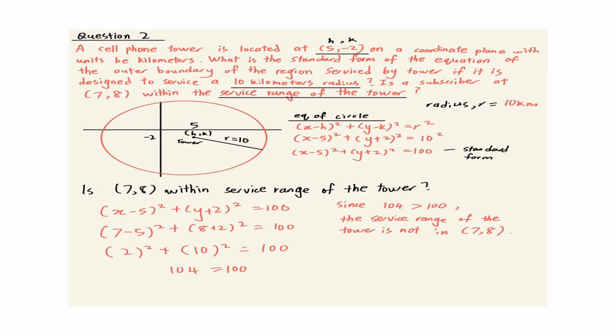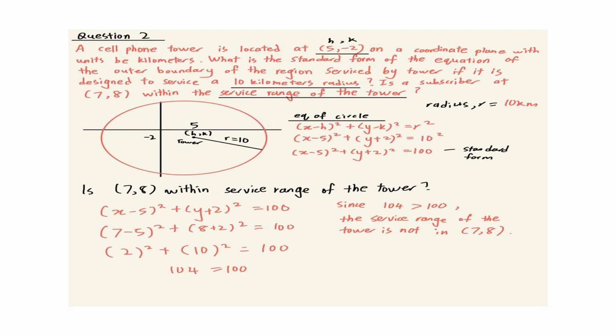So let's see the solution. Firstly, I will find the standard equation of the circle, which is (x minus h) squared plus (y minus k) squared equals r squared. From the information, we know the radius r equals 10, which means the standard form of the circle is (x minus h) squared plus (y minus k) squared equals 100.